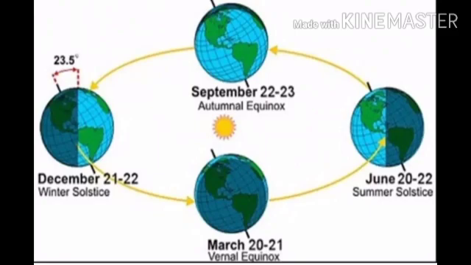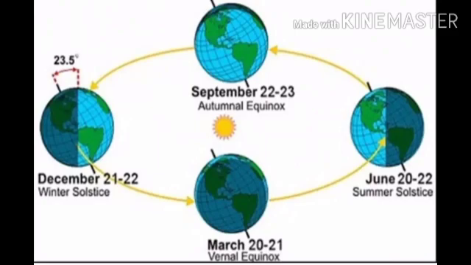Sun rays are never perpendicular on any of the parallels between Tropic of Cancer and the North Pole or between Tropic of Capricorn and the South Pole. Means we can never see perpendicular rays between Tropic of Cancer and North Pole, Tropic of Capricorn and South Pole.